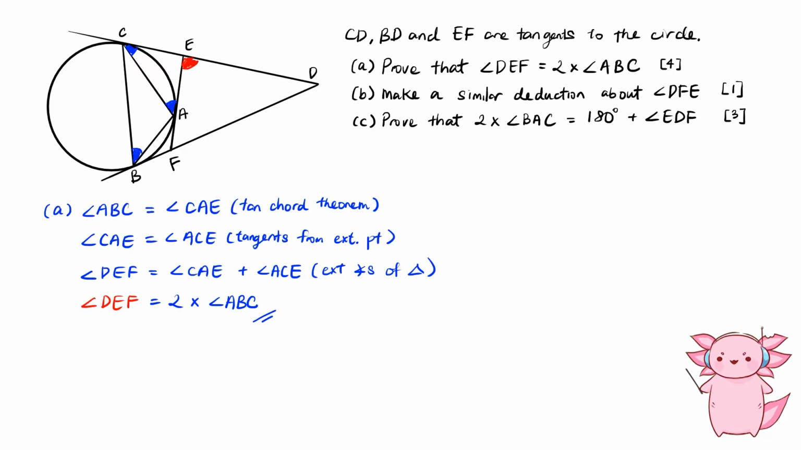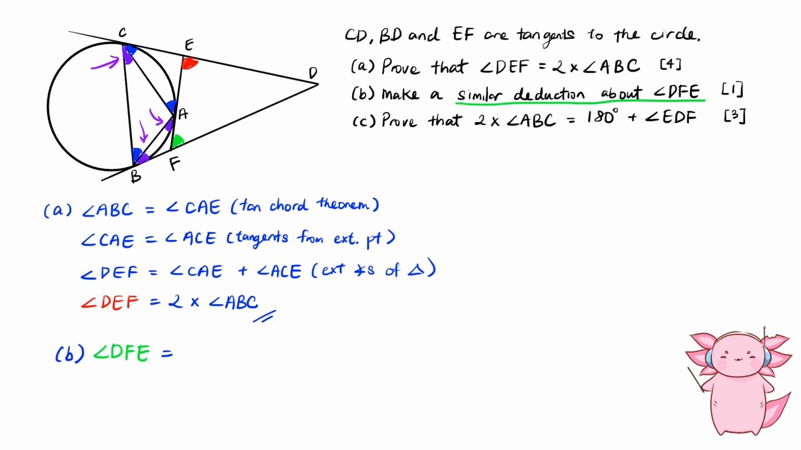Okay, now this part where they ask you to make an inference about the angle DFE requires some crazy visualization skill. So looking at this smaller triangle here, if we use the same method as before and apply it over here, we can kind of work backwards and use the tangent chord theorem to see that this and this are the same. Hence, angle DFE is 2 times of angle ACB.